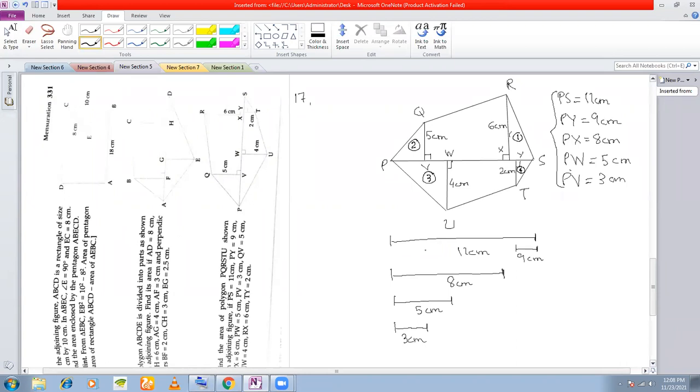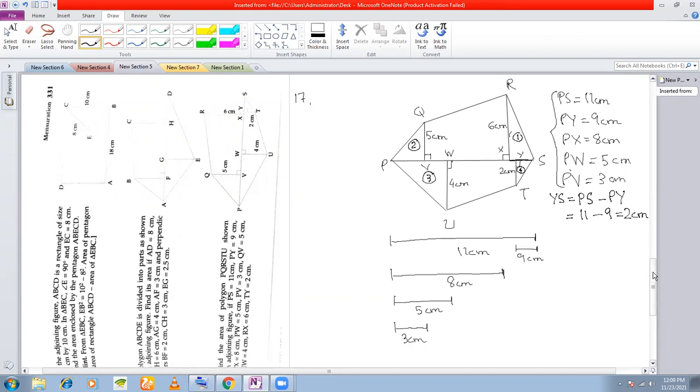Now, if you look at triangle number 1, the height is given to you, right? What is the height of the triangle here? RX, which is 6 centimeters. What you don't know is the base of this triangle, this length. See that the base is YS, right? What is YS? YS is the entire length PS minus the length PY. Can you see this? PS is 11 minus PY, which is given to be 9. So this is 2 centimeters, right? So now we know the height and the base of this triangle. We can find out the area.